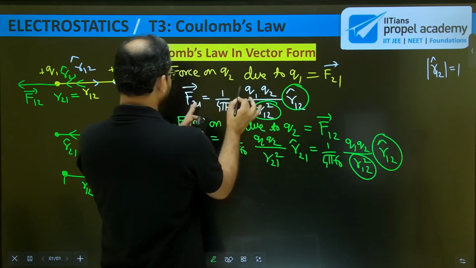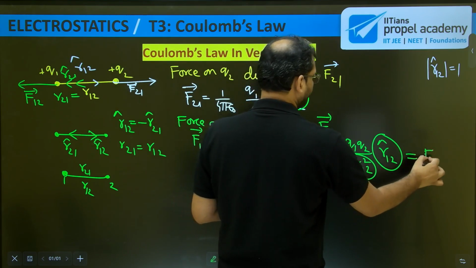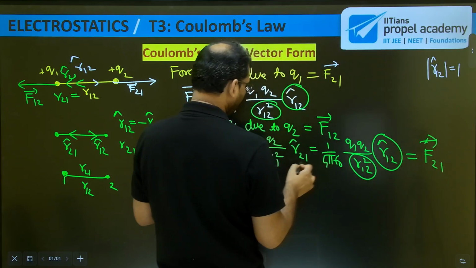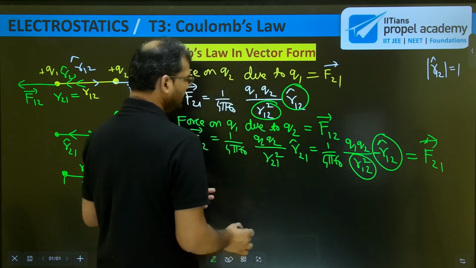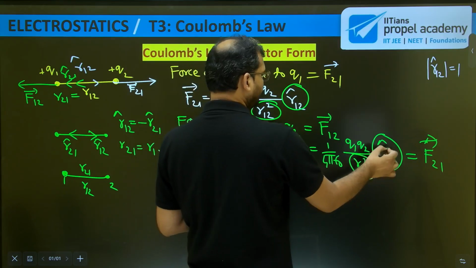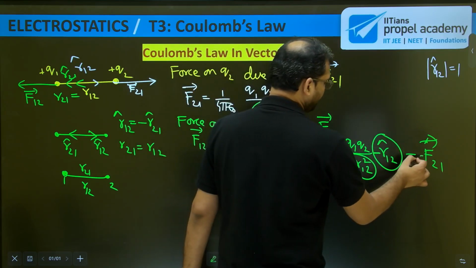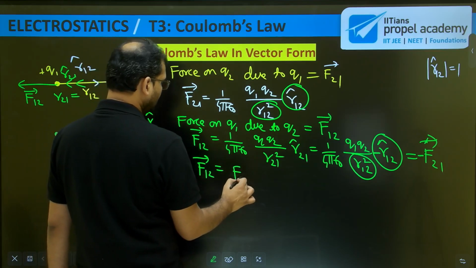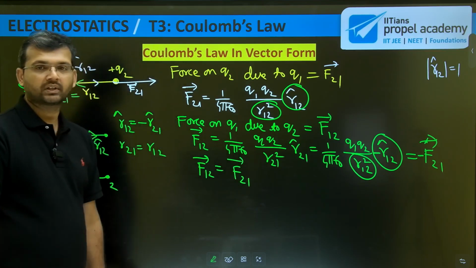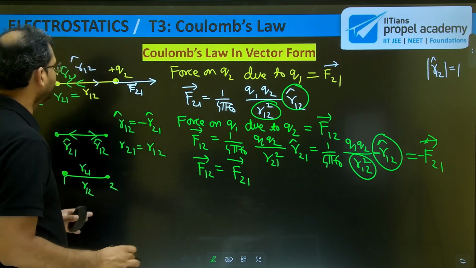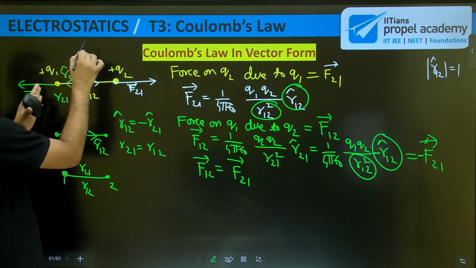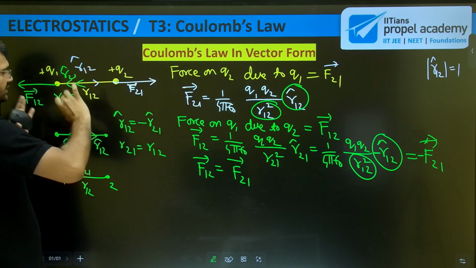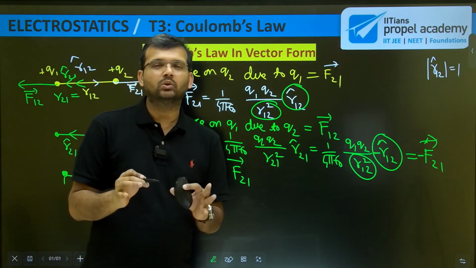Which means this entire thing you can write as F21 bar with a negative. Why negative? Because R21 cap is equivalent to minus R12 cap, so you have to write negative. So finally, F12 bar is equal to minus F21 bar. That's the equal and opposite forces. The force on the first charge due to the second charge is equal and opposite to the force on the second charge due to the first charge. So they have equal and opposite forces.